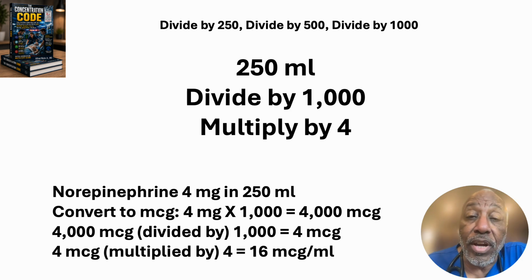Here's how it works with a real drug: norepinephrine, 4 milligrams in 250 milliliters. You want the concentration in micrograms per milliliter, so you first convert the 4 milligrams to micrograms. 4 milligrams times 1,000 is 4,000 micrograms. Now divide by 250 using the shortcut. Divide 4,000 by 1,000, you get 4. Multiply by 4, you get 16. The concentration is 16 micrograms per milliliter. You just did that in your head in about 5 seconds. No calculator, no paper, just the shortcut.